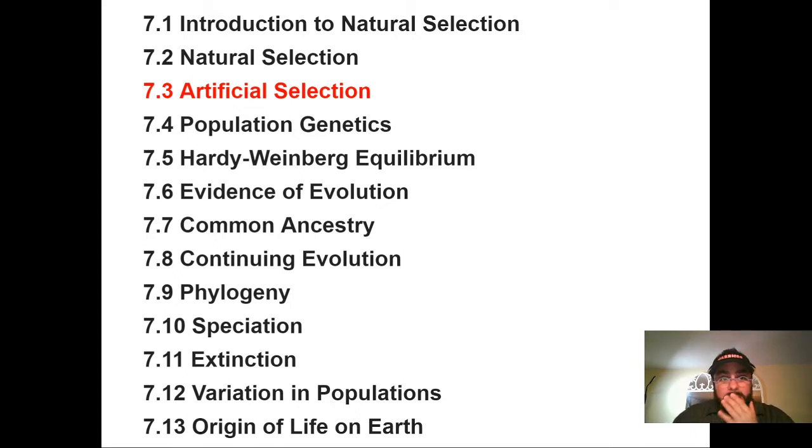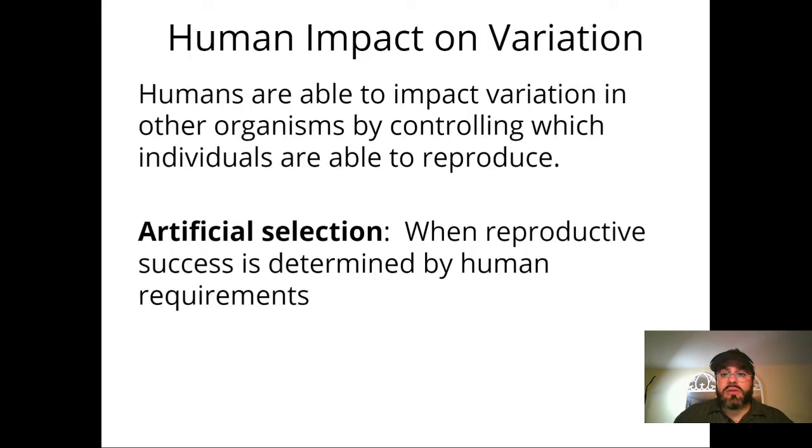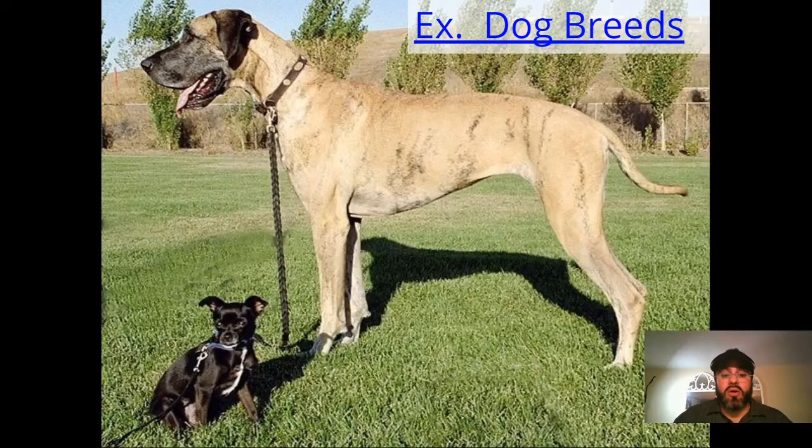The second here, 7.3, is artificial selection. And here we're going to talk about how humans can change that, how we can change the reproductive success of populations. And we have done it for a long, long time. One of the clearest examples that he points out is dog breeds. So we now have, even though these guys are both dogs, they're very different phenotypically looking.